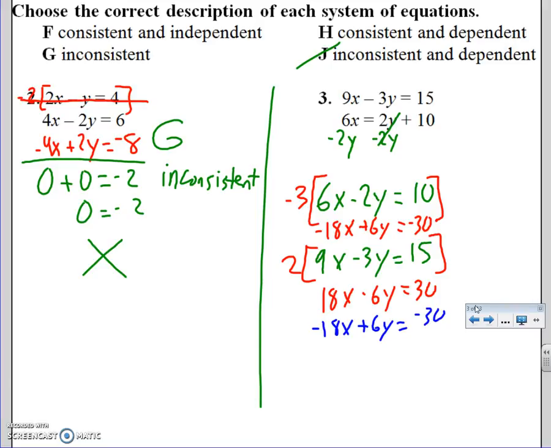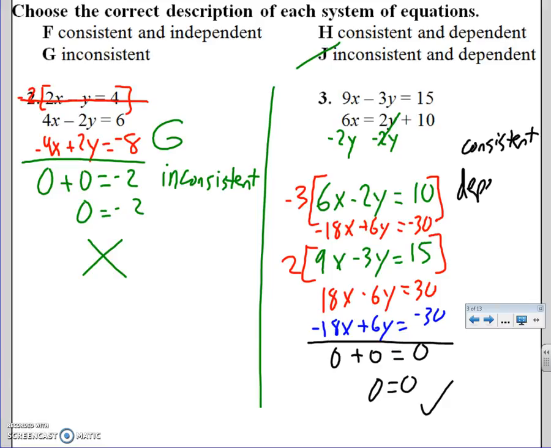I do elimination by adding straight down. 18x minus 18x is 0. -6y plus 6y is 0. 30 minus 30 is 0 equals 0. That is always true. That's infinitely many solutions. So if it has a solution, it's automatically consistent. And if it's infinite, then that's going to be dependent. So consistent, dependent, that is H.